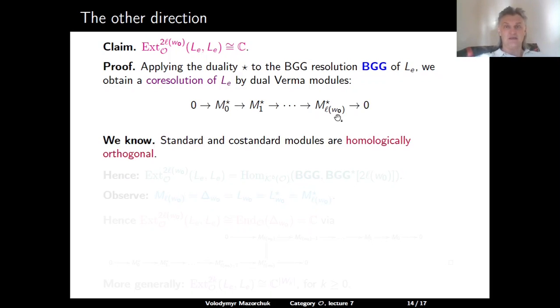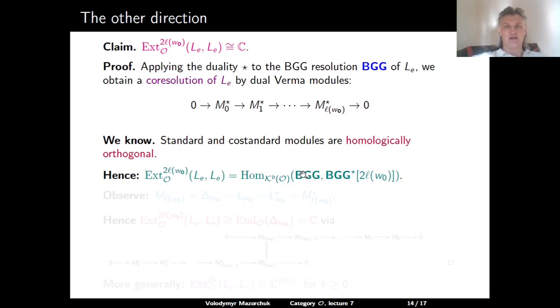And we also already seen that Verma modules and dual Verma modules are homologically orthogonal to each other. So all non-trivial Ext from Verma modules to dual Verma modules vanish. This means that in order to compute the Ext of degree 2l(w0) from the trivial module L(e) to itself, this Ext is isomorphic to the homomorphism space in the homotopic category of O from the BGG complex to the dual BGG complex shifted by 2 times l(w0).